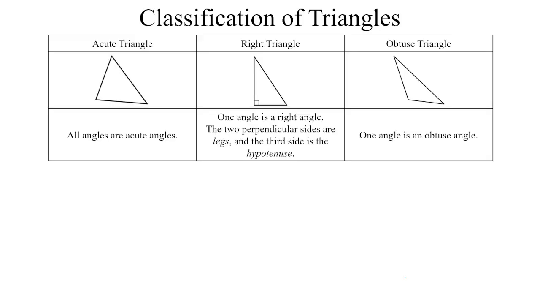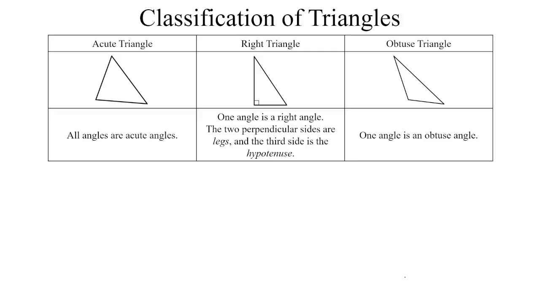Triangles can be classified by the measures of at least one of the angles, and they can also be classified by how many of their sides are congruent or equal, having equal lengths. So if we look at the first three triangles, you have the acute triangle. All three of the angles are acute angles. In other words, each angle measures less than 90 degrees. Then you have the right triangle. One angle is a right angle. One of the angles measures exactly 90.